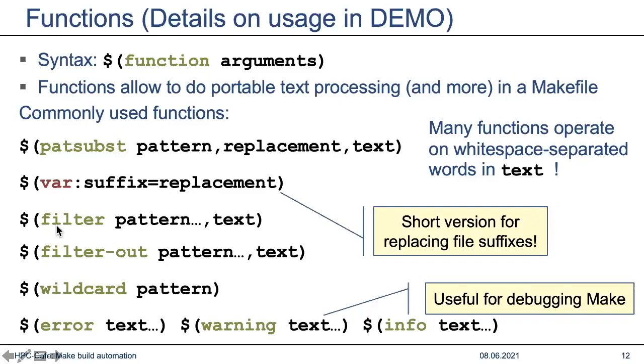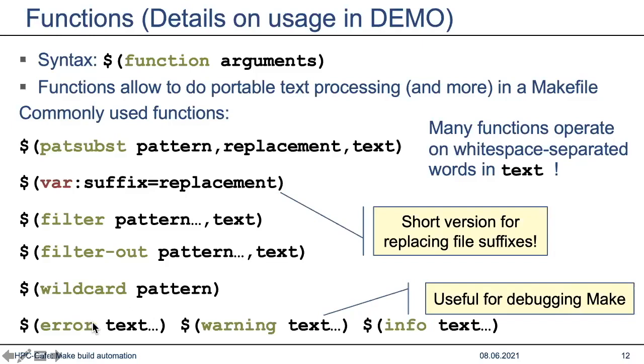And then you have filter. This matches the pattern, so you get back a list which matches the pattern. And filter-out will give back what does not match the pattern. Wildcard does what it tells you. It matches a list of files similar to the shell when you use a pattern or ls star something, and this is very similar. You can match a list of files.